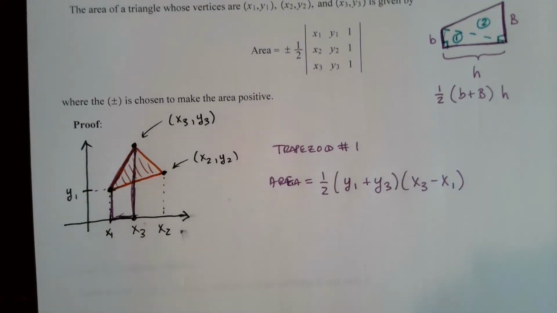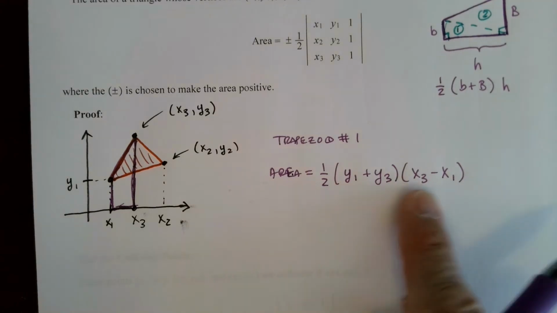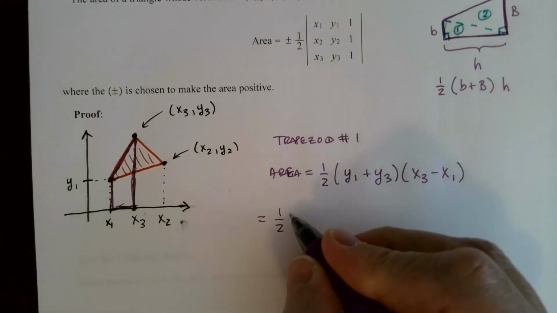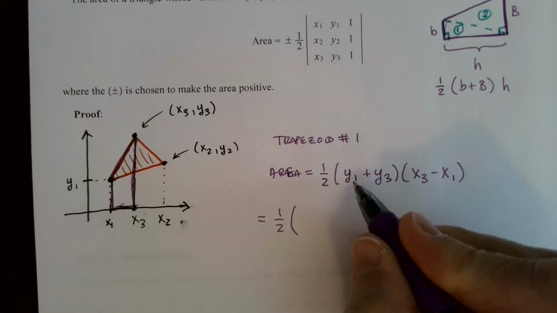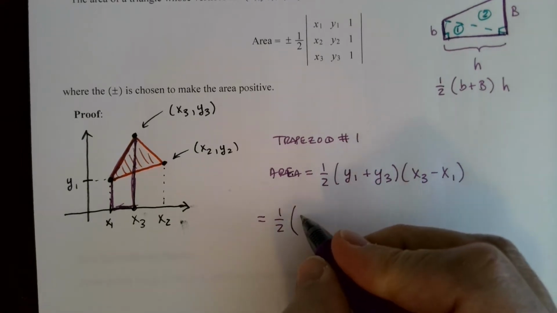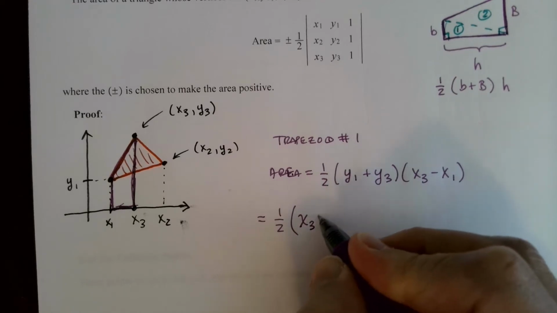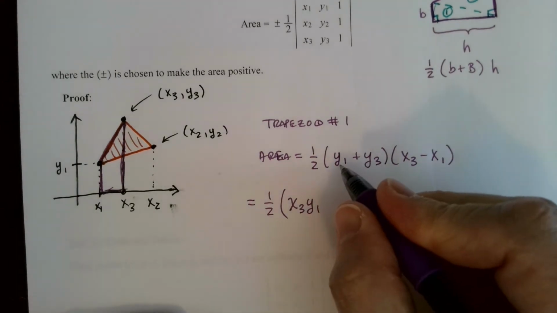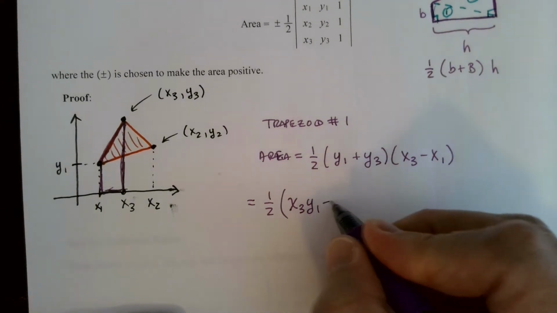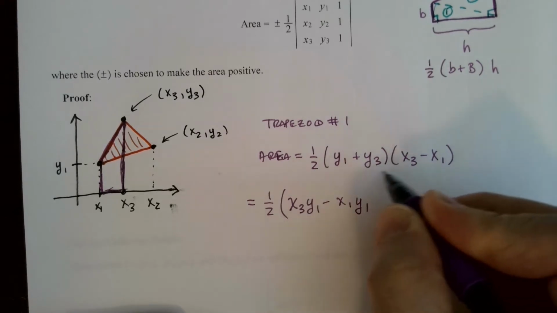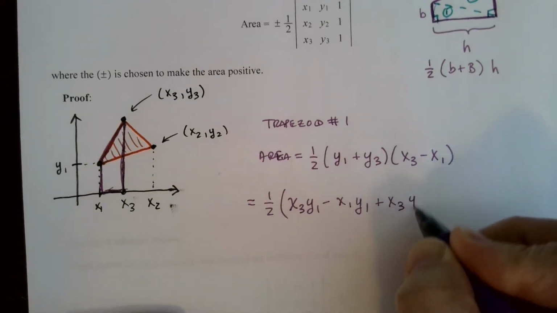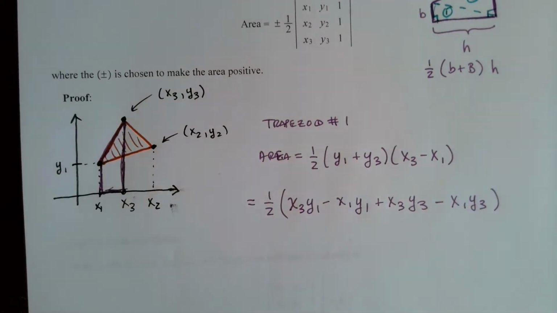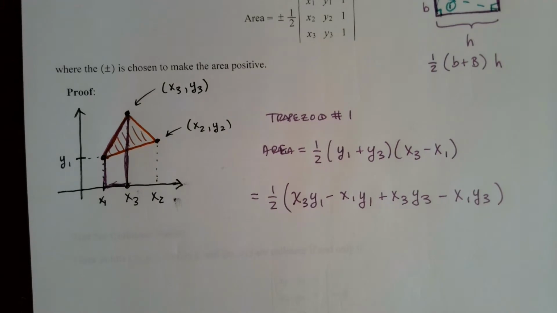Okay, and I'm going to go ahead and do the foiling, so to speak, over here. So this is equal to 1/2, and I'm going to foil y1 times x sub 3, but I'm always going to put the x first, so x sub 3 y1. Since they're real numbers, I can commute the multiplication of real numbers. That's the first. Outer is negative x1 y1, and then inner is x3 y3, and last is minus x sub 1 y sub 3. Okay, so just expanding that out. So that's the area of our first trapezoid.